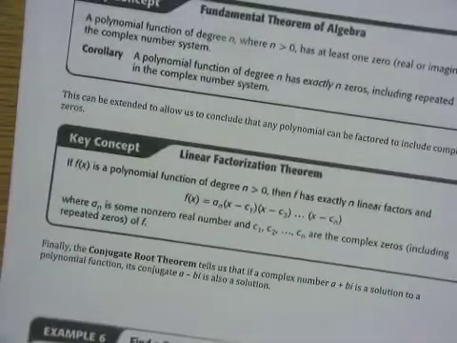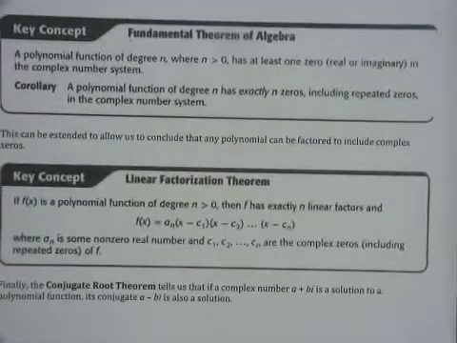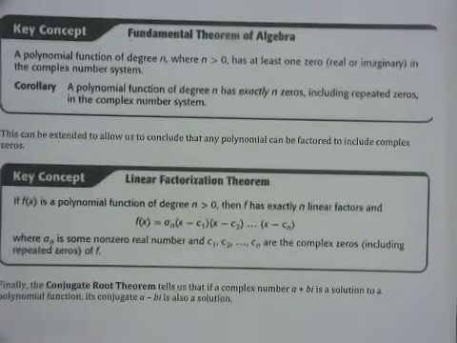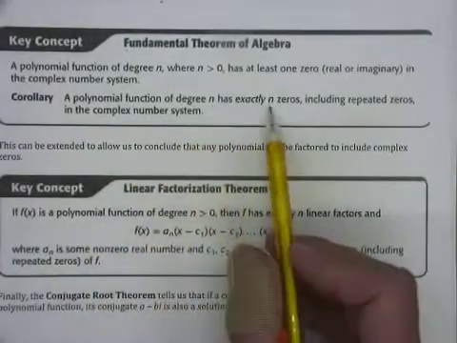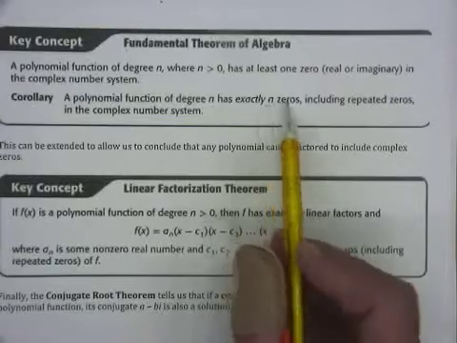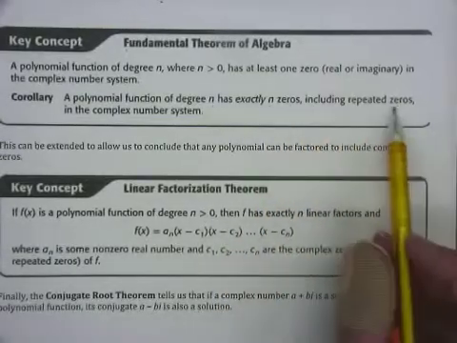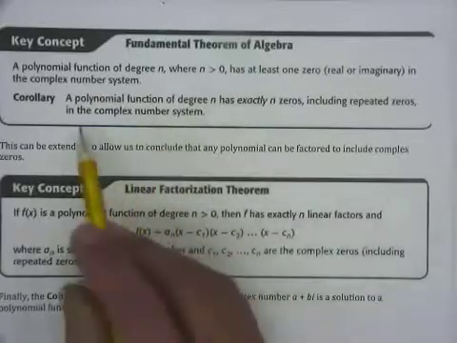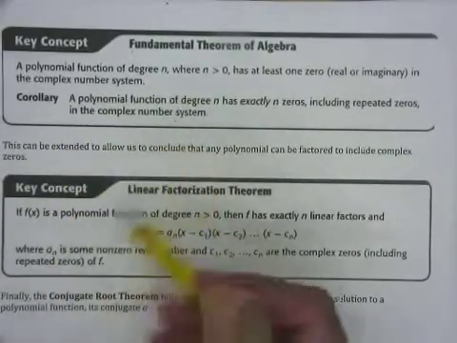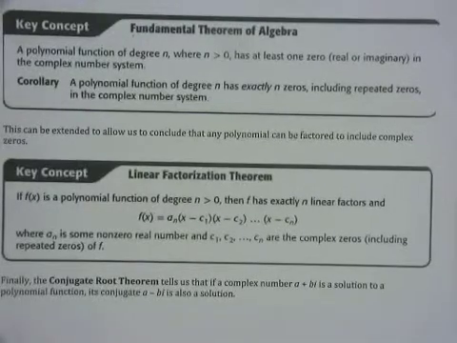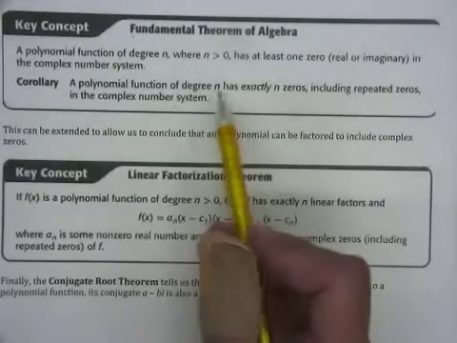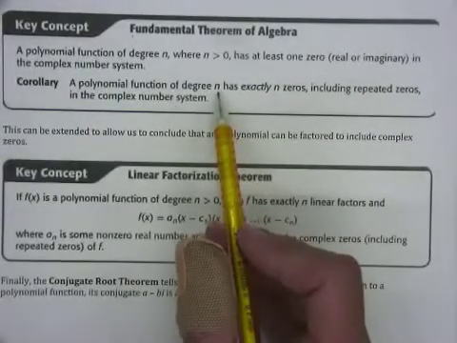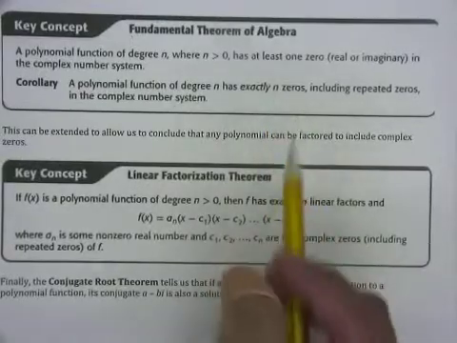And so this leads us to another property, what we call the fundamental theorem of algebra. The main thing that we're trying to get across here is that a polynomial function of degree n has exactly n zeros, or n solutions. And we include repeated zeros, and that is in the complex number system. And again, remember that in the previous lesson we talked about how real numbers are complex numbers. So what we've established here is the degree is the number of solutions that will exist.